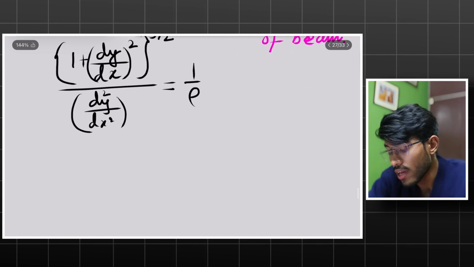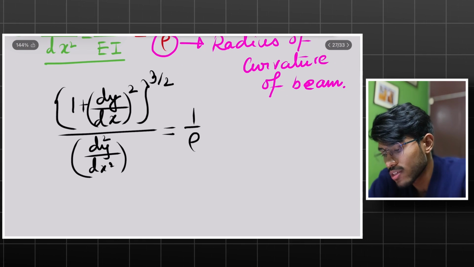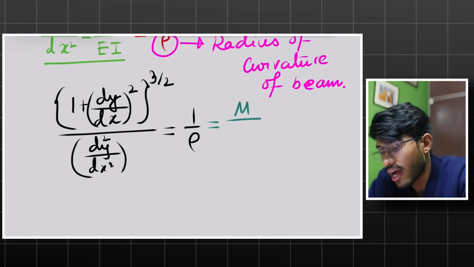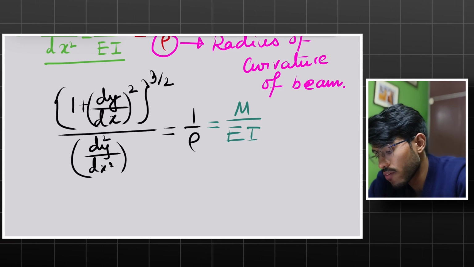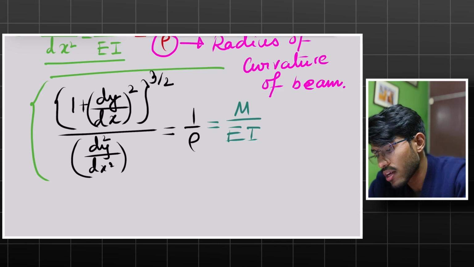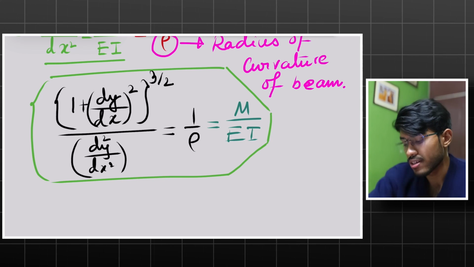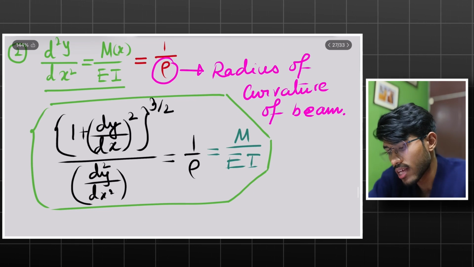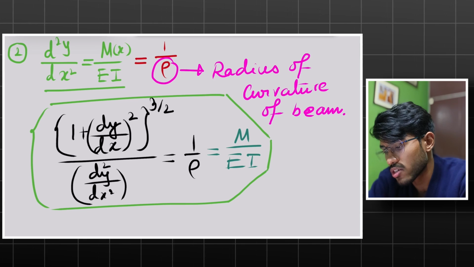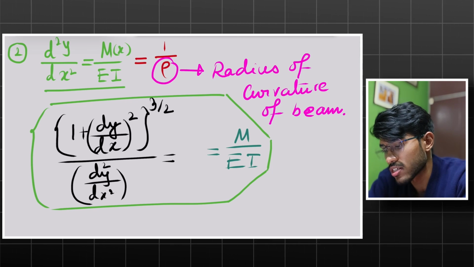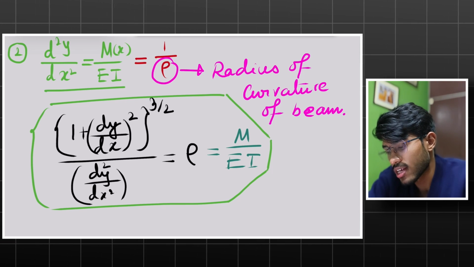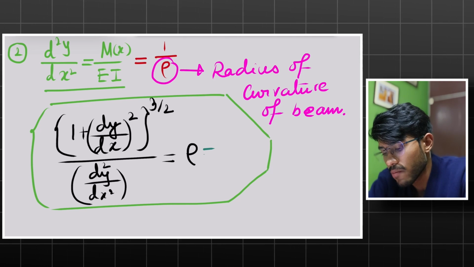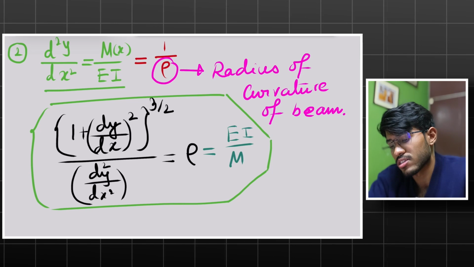Now, if this is 1 by rho, that means this should be equal to m by EI. So this is the actual formula. But then, actually, I'm sorry, this is actually rho, the radius of curvature. So that means if it is rho, then this will be EI by M. Extremely sorry for this.